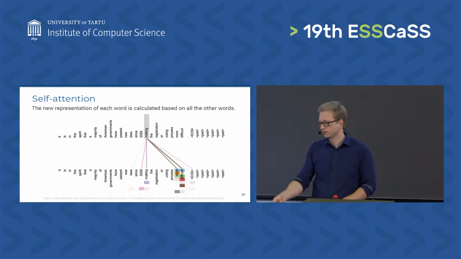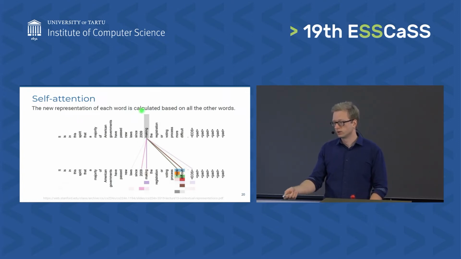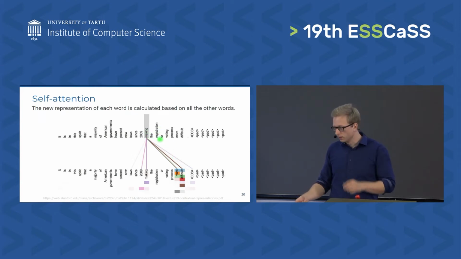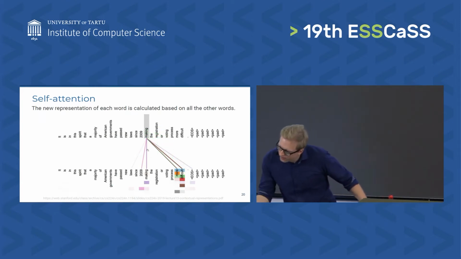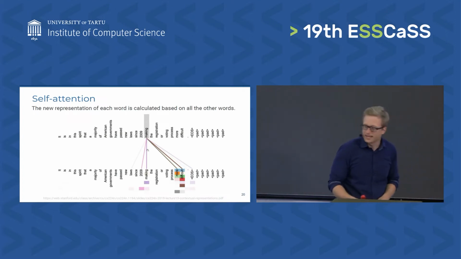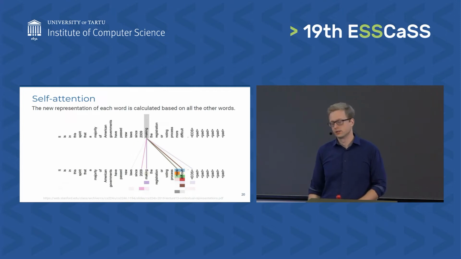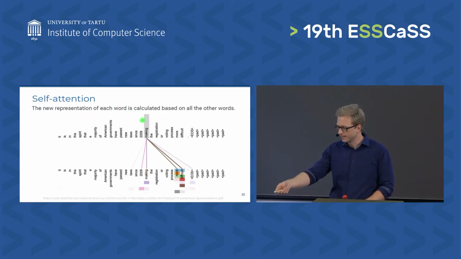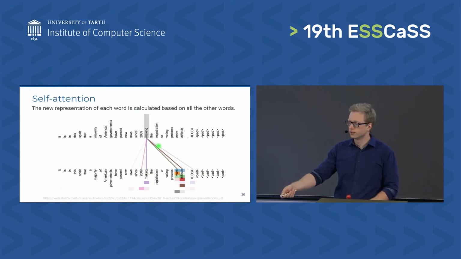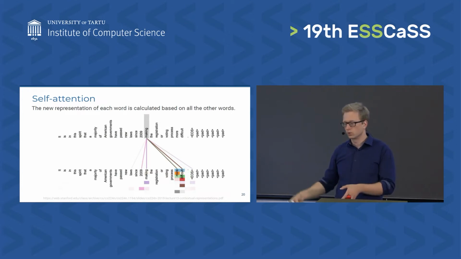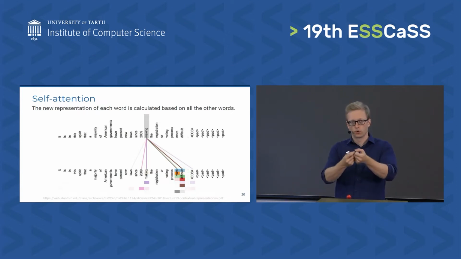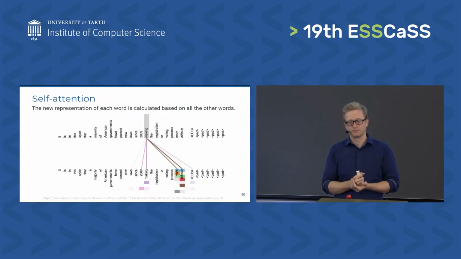So here we have a visualization where we're calculating the vector for the word making, and the model has decided that the most important words here are more and difficult and making itself. So the previous representation of the word contributes a lot to the new representation, but in addition to that, it includes some information from surrounding words as well, to get a more informative context-dependent representation.